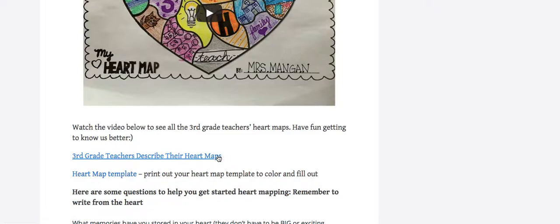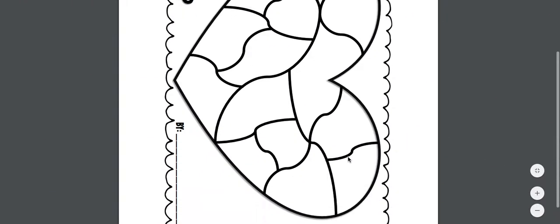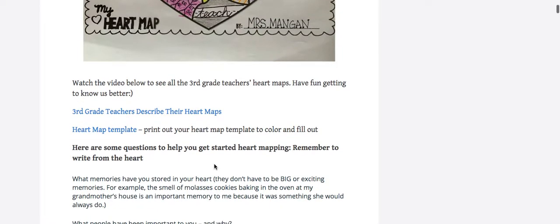It was pretty therapeutic to color it in and really brainstorm some ideas that are close to our heart. We also have a heart map template for you to print. Okay, so that link will bring you to this, and that heart template you will print and you'll know what to do once you see Miss Mangan's video.